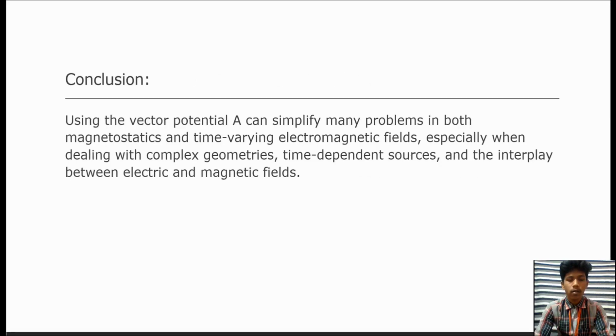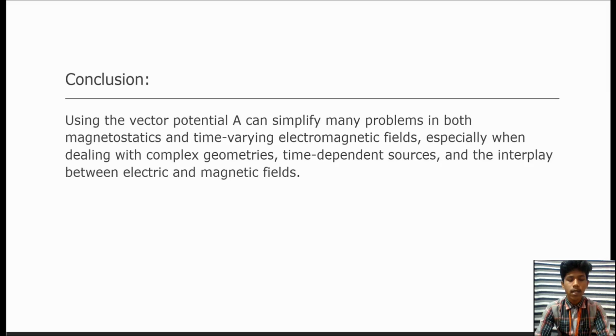And the final conclusion is that using the vector potential A can simplify many problems in both magnetostatics and time varying electromagnetic fields, especially when dealing with complex geometries, time dependent sources and the interplay between electric and magnetic fields. So by using vector magnetic potential, it is much easier to solve the problems in both magnetostatic and time varying fields. So firstly we can revise those concepts.